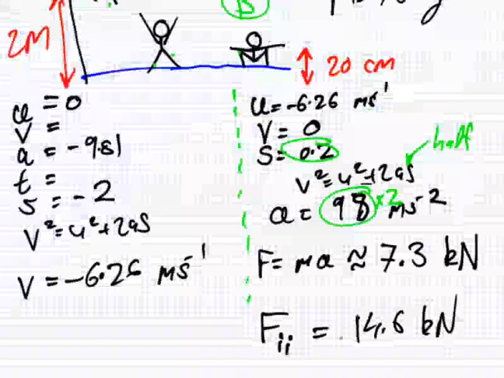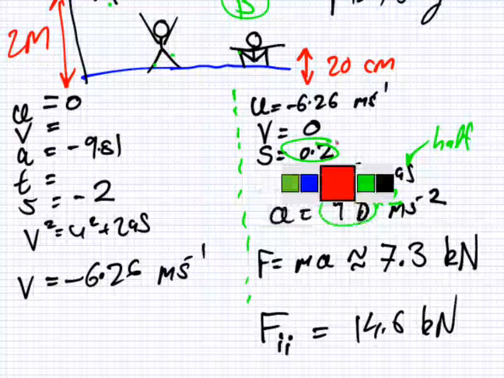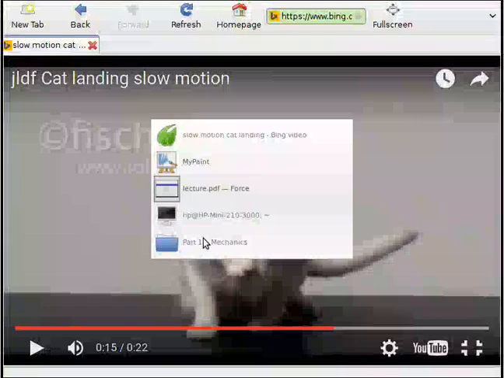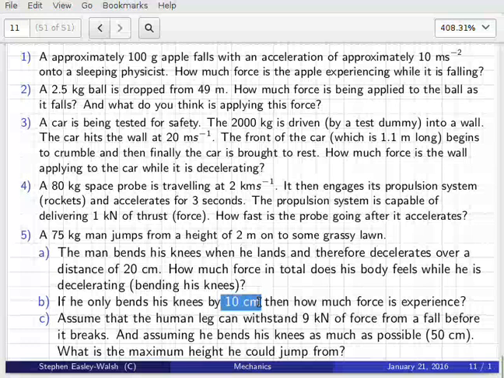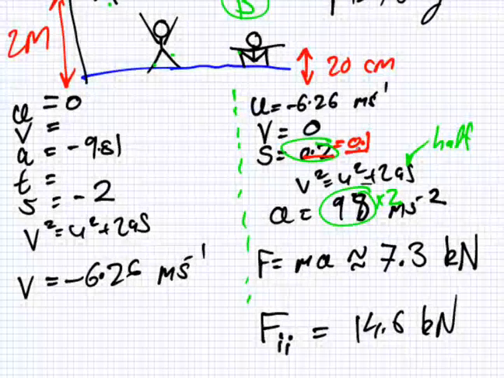Now, look. For the second part, B, that's from the point where he lands to the point where he stops moving. So in the video, it's from this point, and then you see the cat is slowing down, its legs are bending, and then it is stopped.